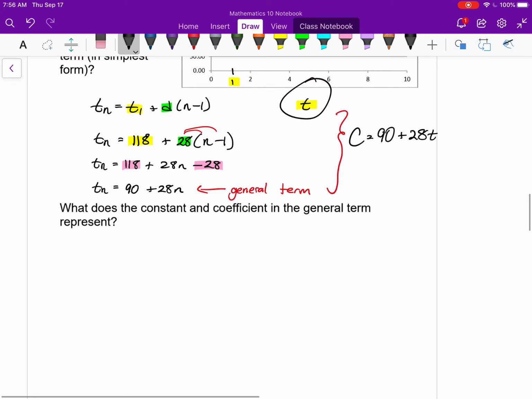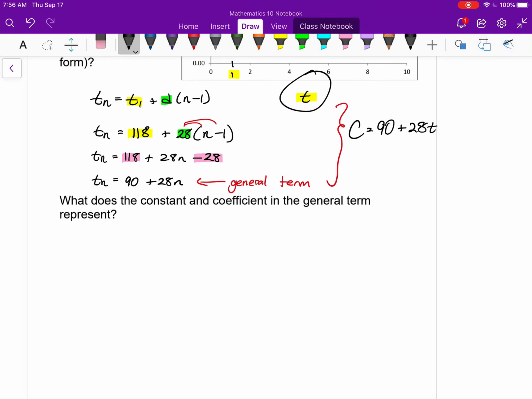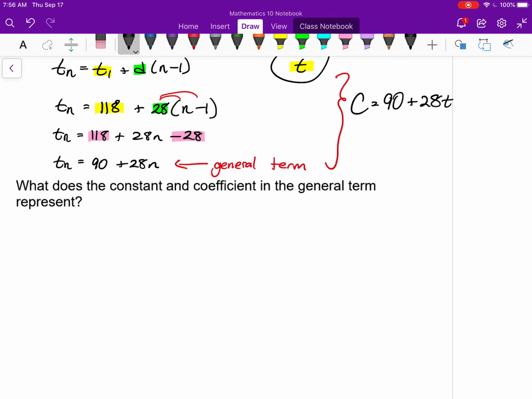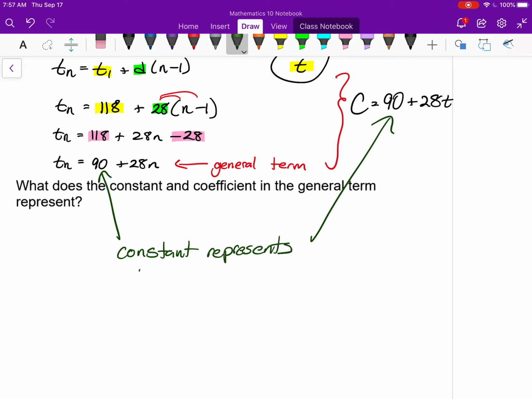And so which leads me to this question, what does the constant and coefficient in the general term represent? So first of all, the constant is the 90. It's the term that doesn't have a variable. No matter what n is, or no matter what t is, if you look at this equation right here, the constant never changes. It's always 90. And that represents the cost of just the plumber arriving, basically. So the constant represents what we call the fixed cost.